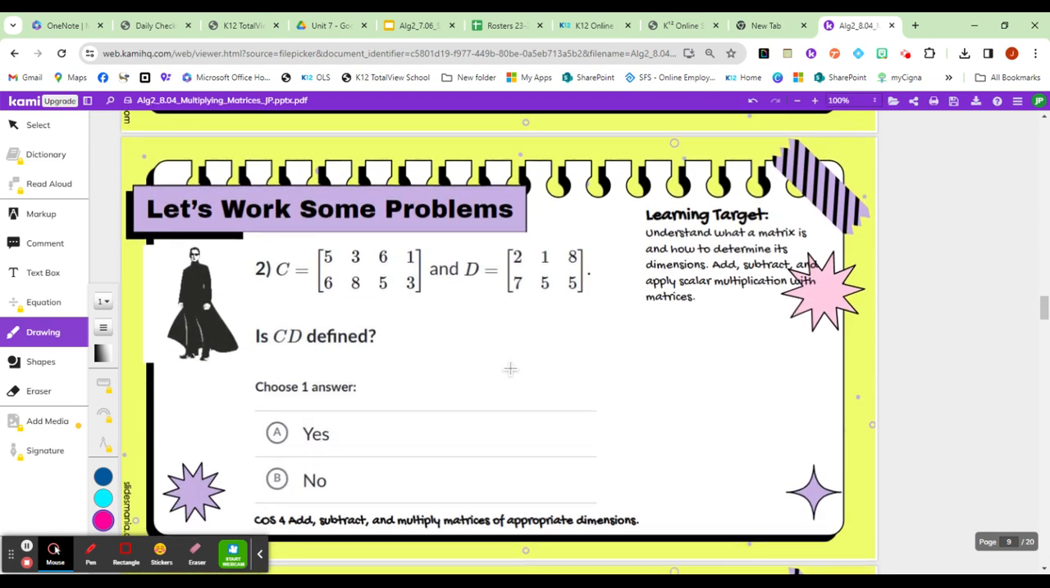Same question here, different matrices. So let's look at the dimensions. This is 2 rows, 4 columns. This is 2 rows, 3 columns. So 4 is not the same as 2, so we could not multiply those. It's not possible. It's not defined. It's undefined.